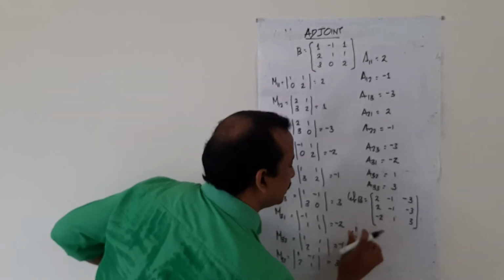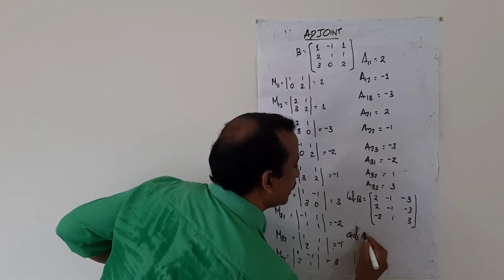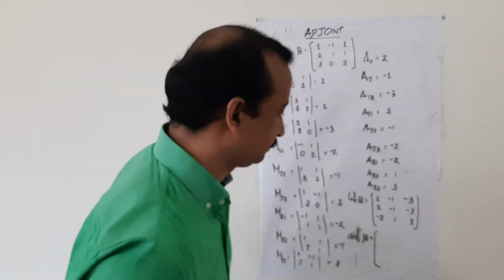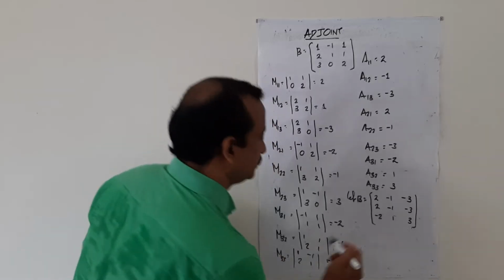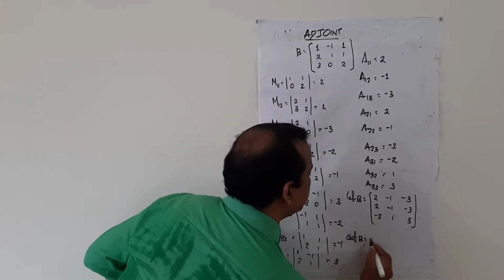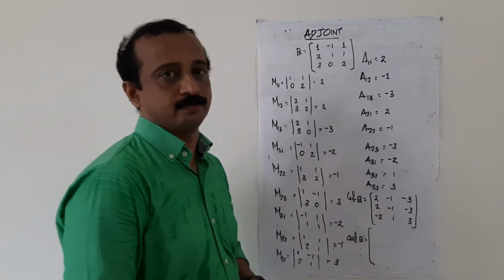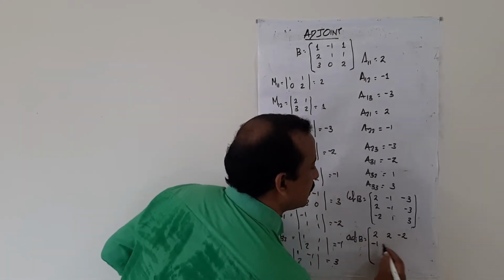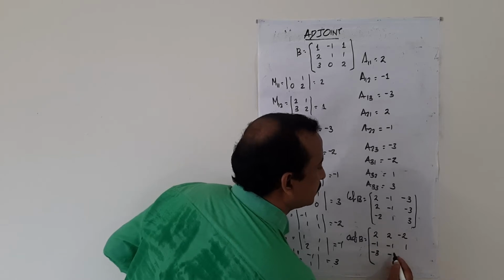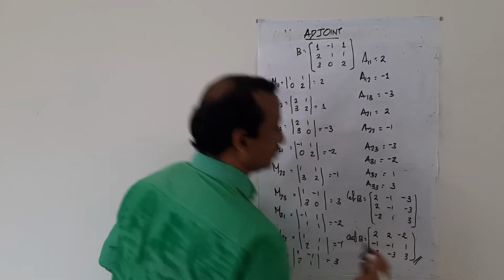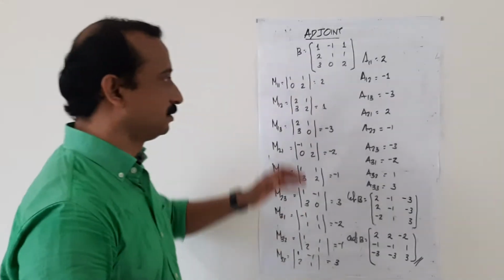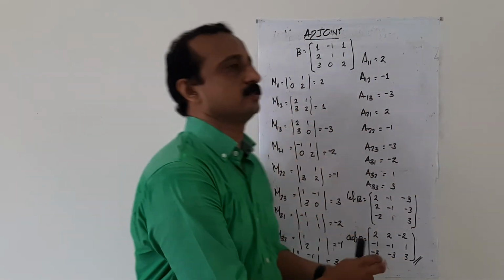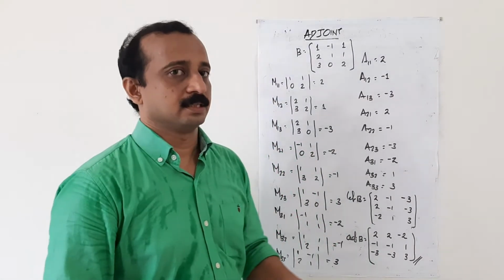And therefore the adjoint, adj B, is equal to the transpose of the cofactors. Adjoint, transpose: 2, 2, minus 2, minus 1, minus 1, 1, minus 3, minus 3, 3. That's all. That is the adjoint. So very simple: first you find the minor, then sign change gives the cofactor. Then take the cofactor matrix in its form and take its transpose. That's the adjoint. Okay.